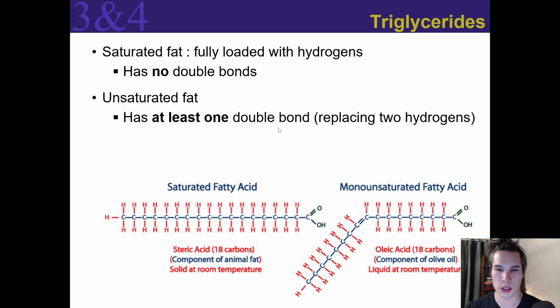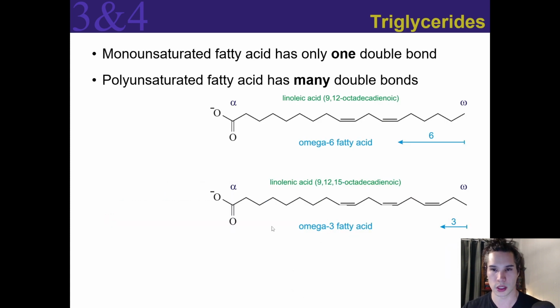So it has at least one double bond replacing two hydrogens, and normally what that's going to do is create this little kink in the fatty acid tail. So here we're just looking at the fatty acid tails that would be composing your triglycerides. They would be part of your triglycerides. So monounsaturated fatty acids have only one double bond, whereas oftentimes what we'll see is more than one double bond on our fatty acids. So polyunsaturated fats are going to have many double bonds.